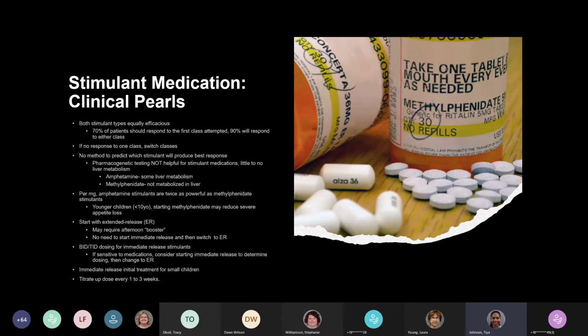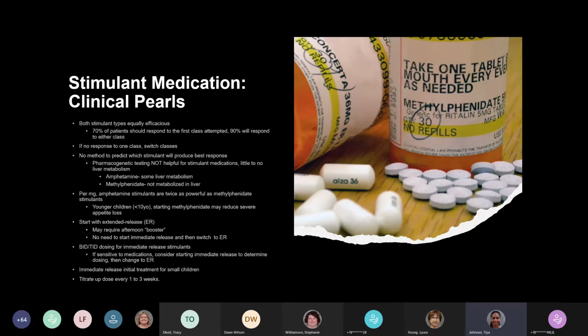I'm not saying you cannot, but I have seen a lot of kiddos under 10 struggle with severe side effects from the amphetamine stimulants when I start those first, or when someone else starts those first and then they come to see me. So if they're under 10, I typically pick the methylphenidate. But if you do the methylphenidate and there's no response to it, then you switch class and go to the amphetamine class, because it just may be that kid needs the amphetamine and not the methylphenidate. But in general, I try to start with the methylphenidate in kids under 10 years old.